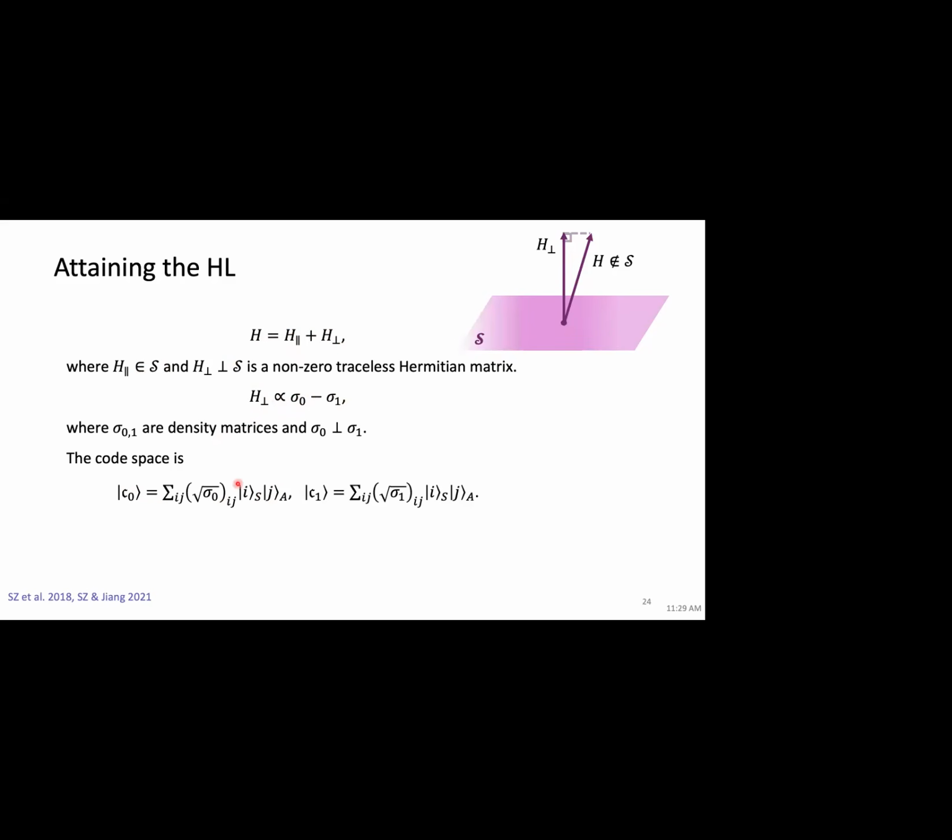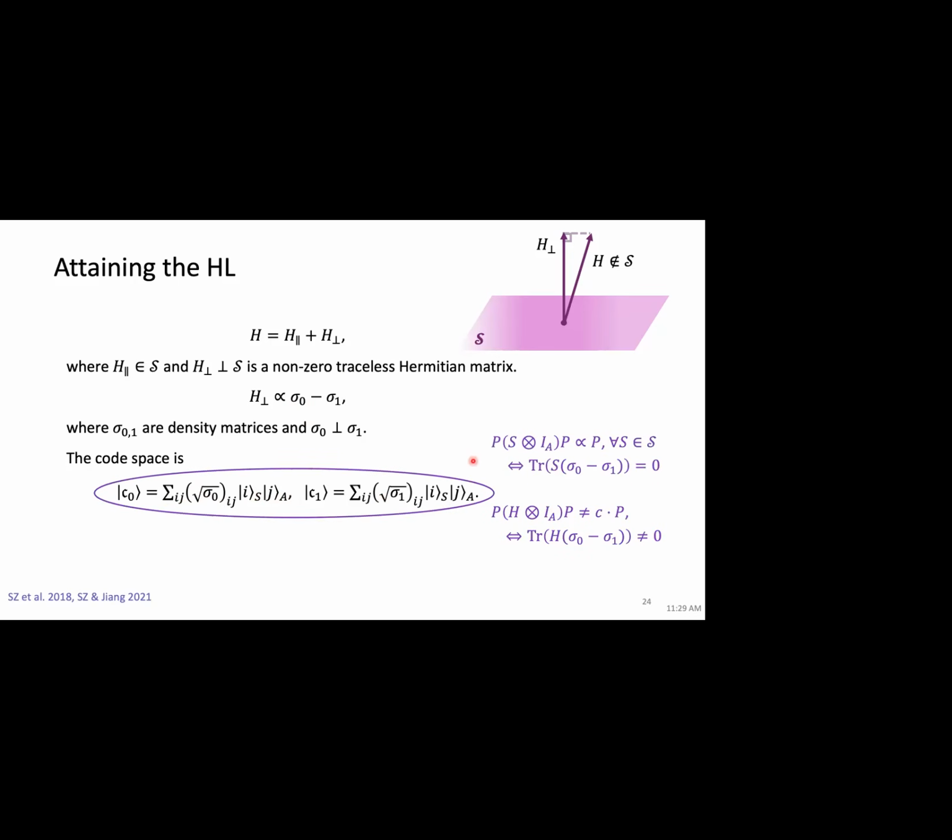So the code is again a bipartite state between the original state and also the ancilla. So we can just use these two density matrices to define this code space. And it is a two-dimensional code, which also satisfies these two conditions after you plug it into these formulas. And then we can just use the general logical GHZ states to recover the Heisenberg limit. So that's how we show that it is possible to attain the Heisenberg limit when the Hamiltonian is not in the crossband.